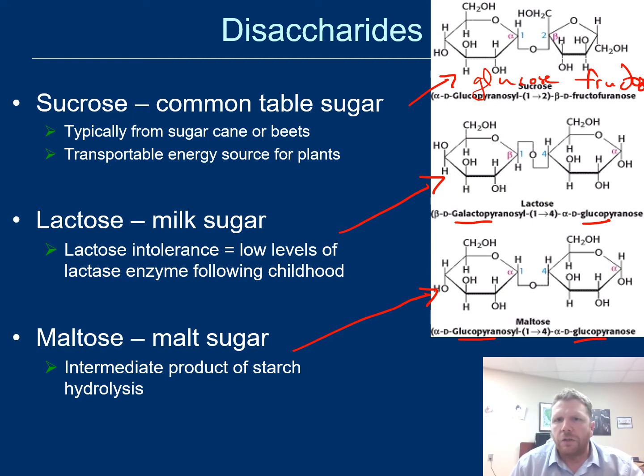If you look at sucrose, we've got carbon number 1 on one sugar going to carbon number 2 on another sugar. If you look at lactose, you've got a beta linkage between carbon 1 and carbon 4. If you look at maltose, you've got an alpha linkage between carbon number 1 and carbon number 4. So in addition to the composition of those sugars being different because they have different sugar subunits, the linkages are also a little bit different from one another.